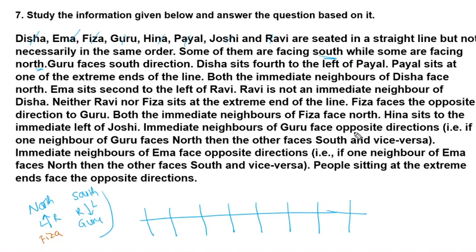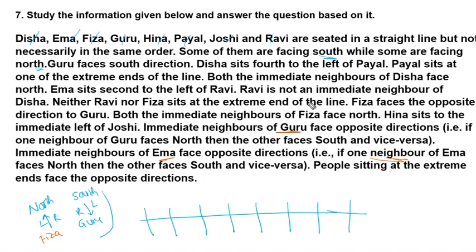Okay, so that is what you mean by opposite directions. Then immediate neighbors of Emma face opposite directions, same. Immediate neighbors of Guru and Emma face opposite directions. So here we are not bothered with the directions of those people; we are supposed to get the information from the neighbors only. Then the last point: people sitting at extreme ends face opposite directions. So these are the points.